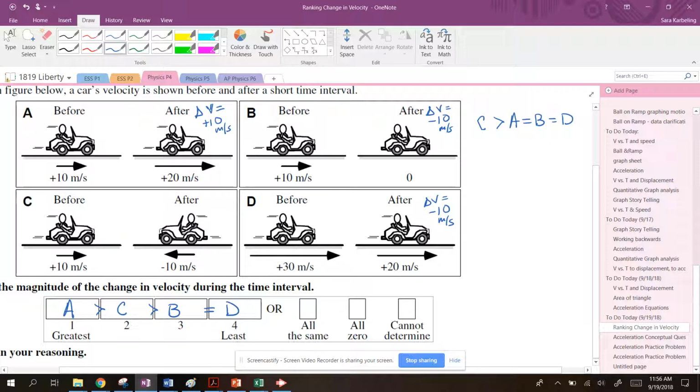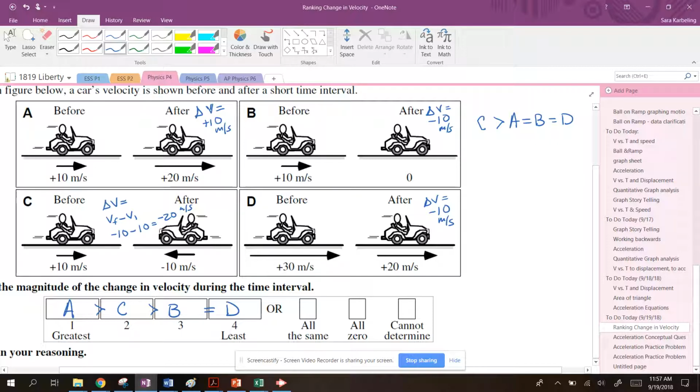And then there's C. What's the change in velocity for C? Negative 20. Why is it negative 20? Because it goes from 10 to negative 10. Yeah. So the change in velocity is really going to be final minus initial: negative 10 minus 10 is negative 20 meters per second. So if you were going to do it without the magnitude, it would be A, B, and D greater than C.